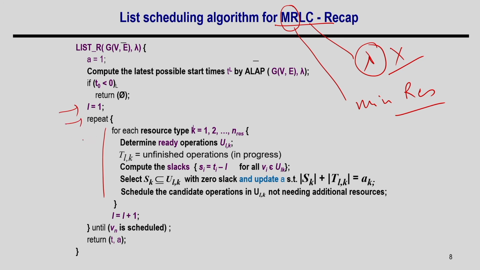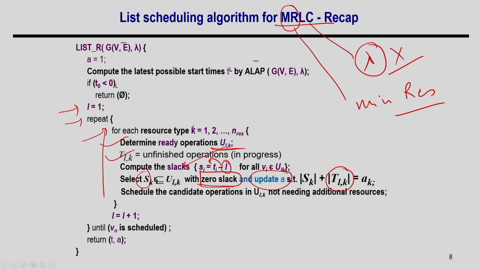Now, for each timestamp, for each type of resource, I identify the operations that are ready to be scheduled, and I also identify the operations that are running, which I must schedule. Then among this ready list I identify the slack value. Slack means the time frame within which the operation can still be scheduled, which is basically the current timestamp minus TL, the ALAP time. If it becomes 0, it is zero slack, that means it must be scheduled there. So, I select the subset of operations where the slack is 0, and if my resource bound does not support this, I will increase my resource so that these operations must be scheduled.